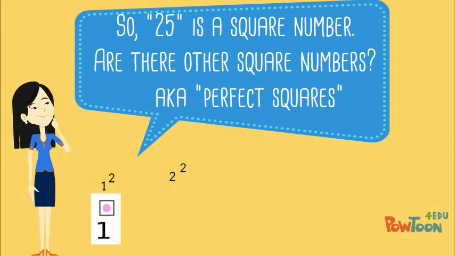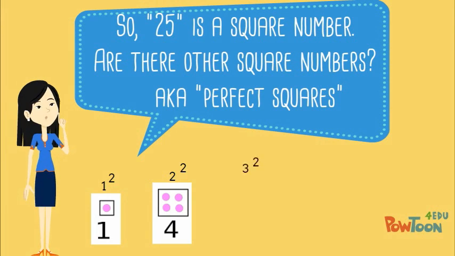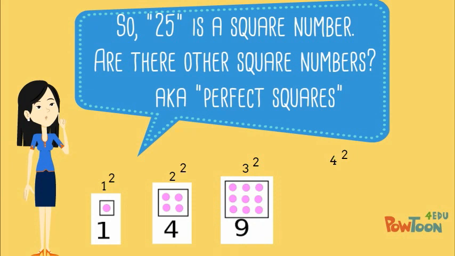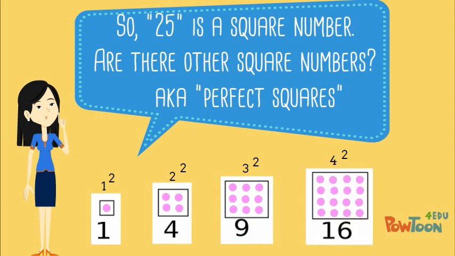Square numbers are numbers that can represent the areas of squares. The smallest square numbers are 1, 4, 9, 16, 25, etc.